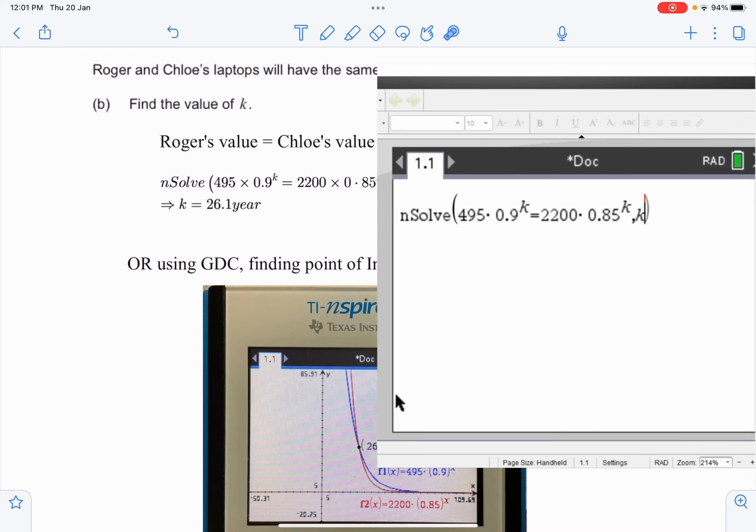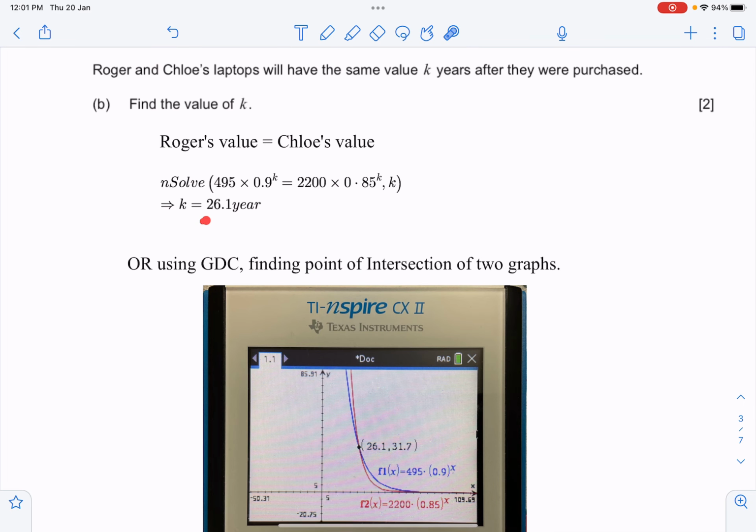So look at the answer. The answer is 26.0969, which I have rounded to 26.1 years. So it can be solved by that method. This is the first method.